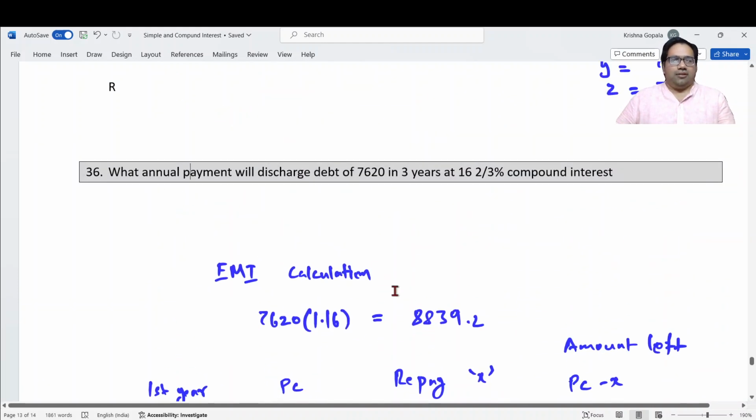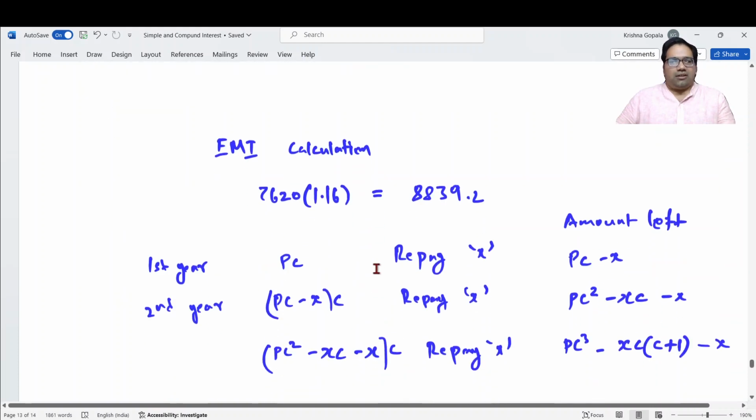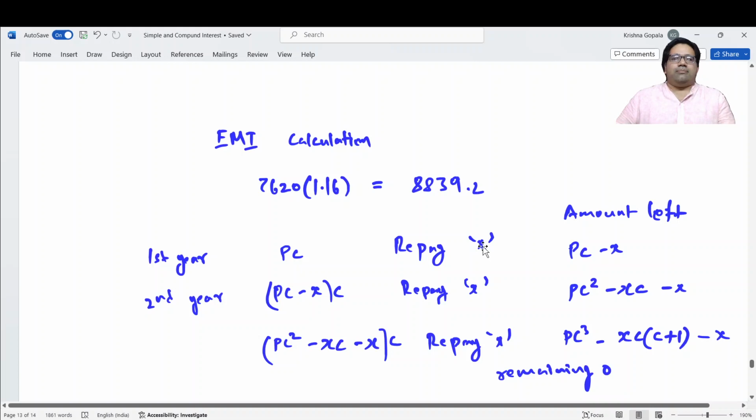It is compounded annually. This is called EMI calculation. How do you calculate EMI? We calculate EMI by assuming some X so that every year something will be left. So you start with whatever is the total amount. At the end of the year you pay something, and whatever is the leftover amount, again interest gets accrued on that amount by your constant. Then again you pay that amount. Then whatever is left, again you put interest on.